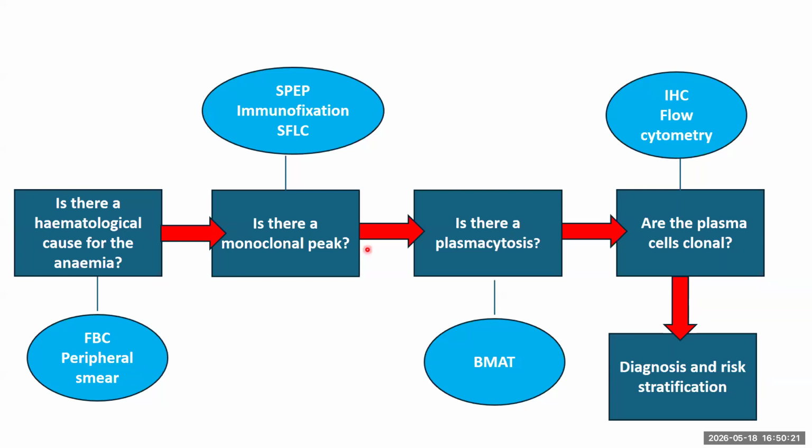Based on the rouleaux, we had to ask ourselves, is there a monoclonal peak? For this, we used biochemistry tests, which told us that there was an IgG kappa monoclonal protein with light chain restriction. We then had to confirm that there was a plasmacytosis. For this, we did a bone marrow biopsy, which did confirm this. Now that we had a plasmacytosis, we had to ask ourselves, are these plasma cells clonal? And we proved that there was a clonal immunophenotype using flow cytometry. Once we had all of that, we were able to arrive at a diagnosis and risk stratify the patient with high-risk cytogenetics using FISH.